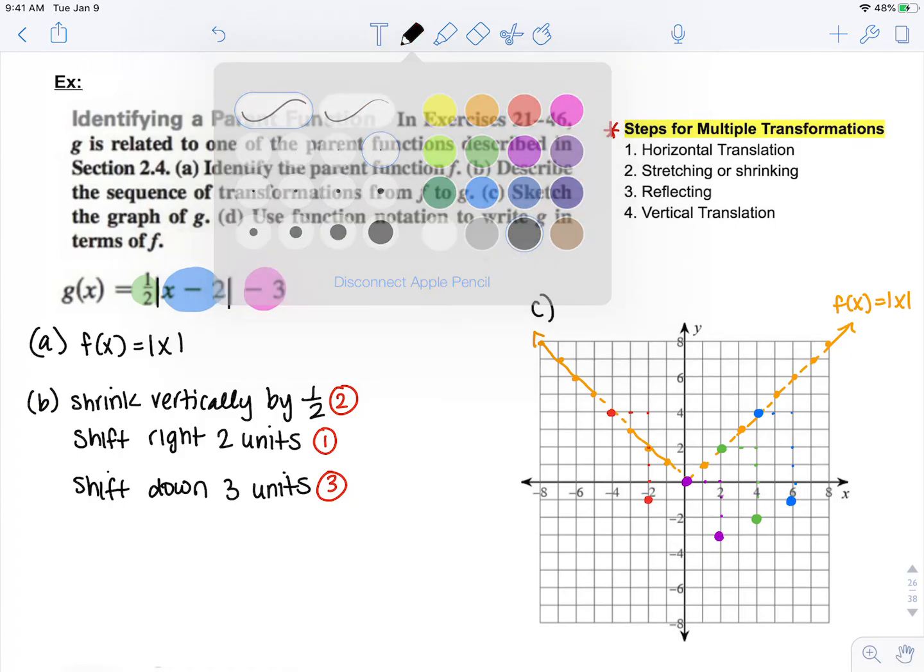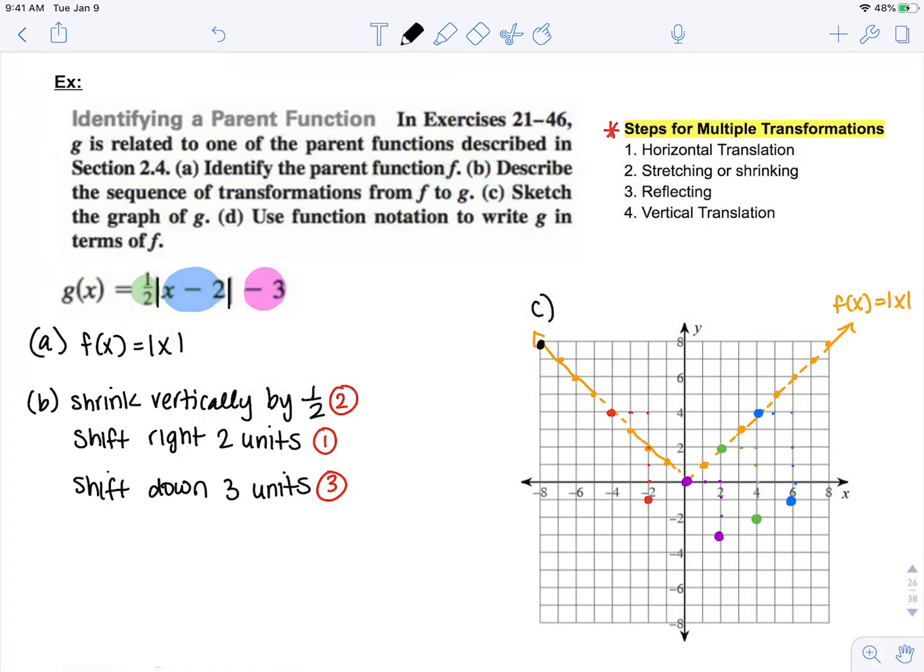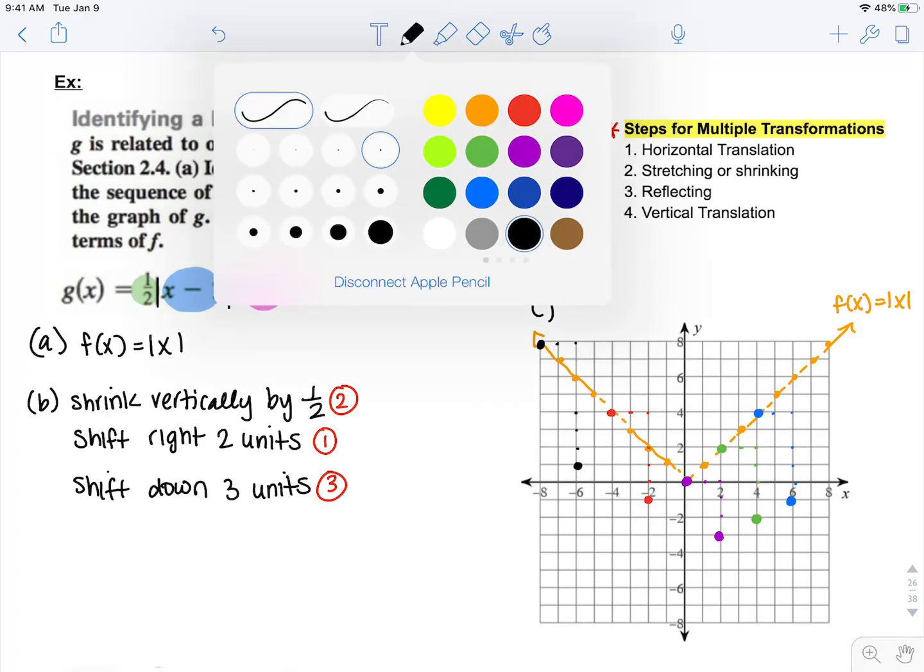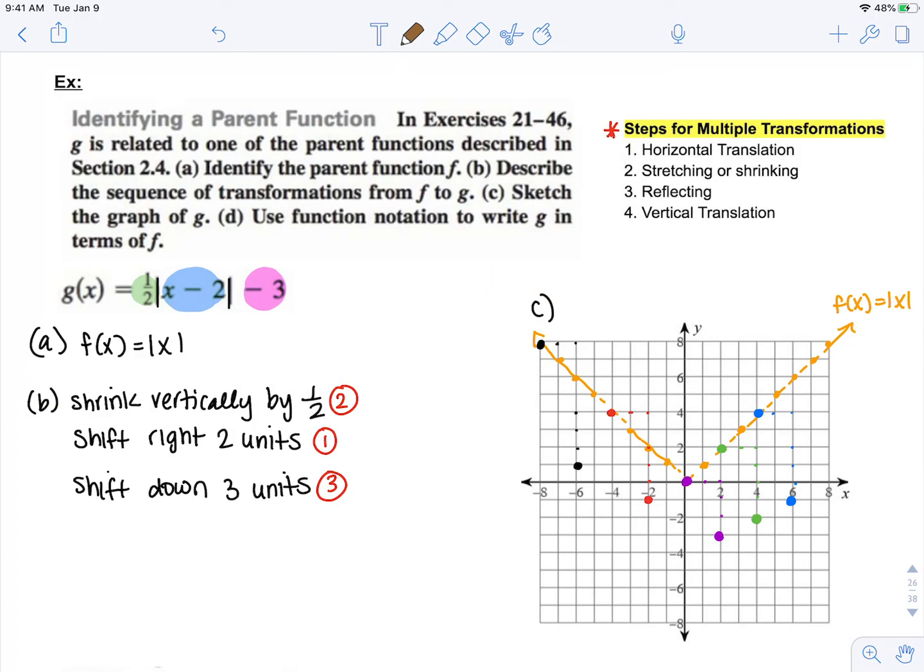Let's do this one here, -8, 8. I'm going to shift right 2 units. Shrinking by 1/2, instead of being a height of 8, I'm going to shrink down to 4. And then I'll go down 1, 2, 3 units. And now we can connect this. And this gray function is g of x.